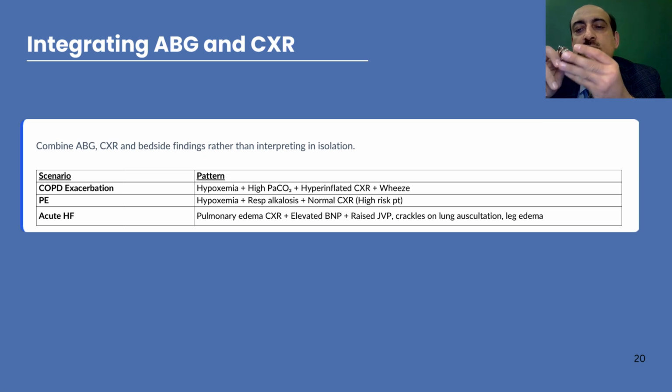In terms of pulmonary embolism, you would predominantly expect hypoxemia, type 1 respiratory failure, and because of the respiratory drive, there will be tachypnea, and hence you might have respiratory alkalosis and a relatively normal chest X-ray. Okay, and that would indicate a high risk patient. In acute heart failure, the tachy beetle can expect pulmonary edema on the chest X-ray, elevated BNP or pro-BNP on lab findings, and a raised JVP and lung crackles.